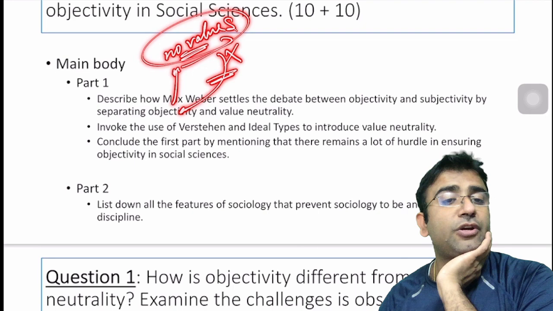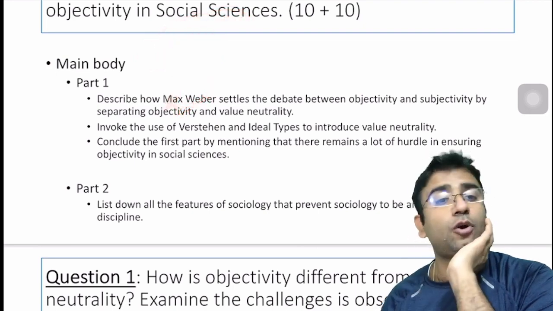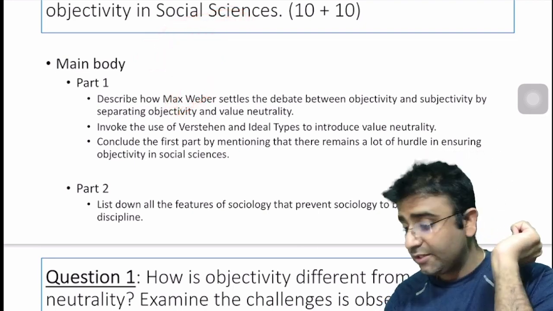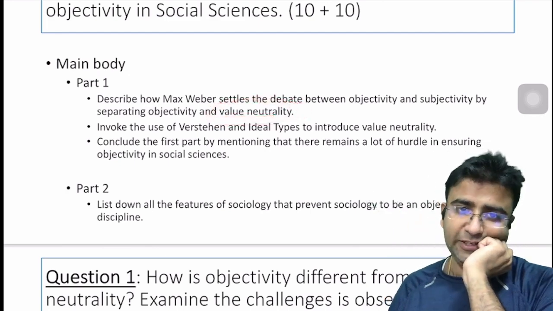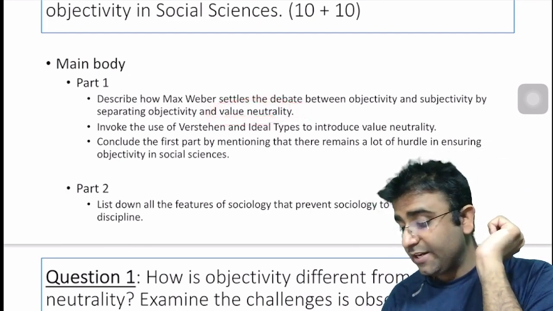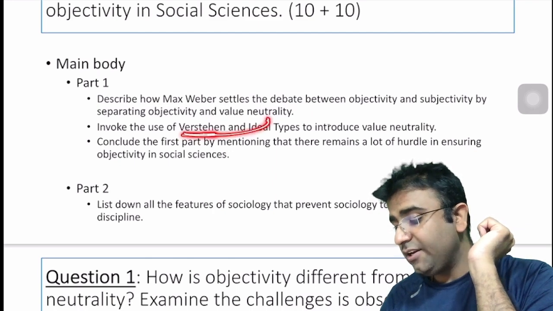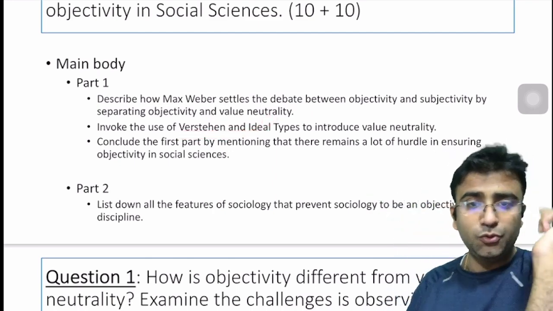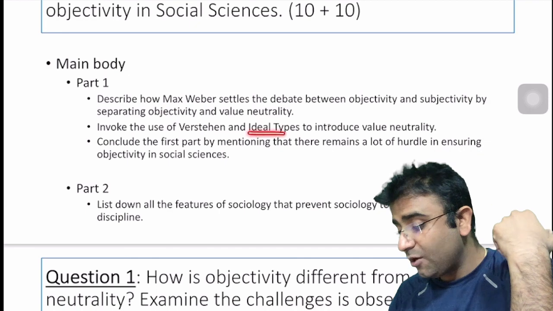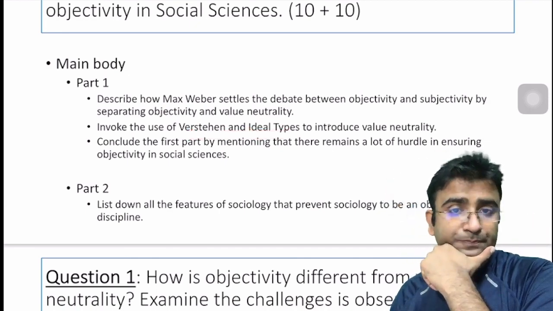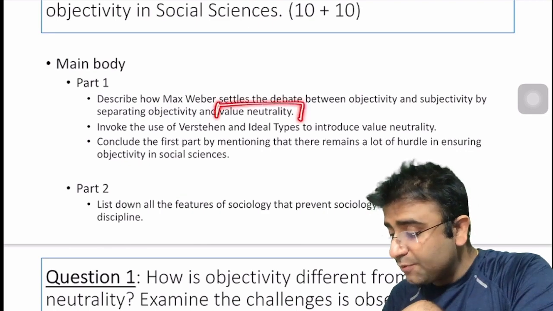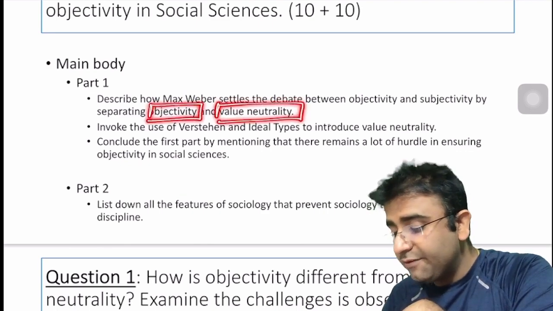Values have to be incorporated. Therefore, in sociology, perfect objectivity is not possible. Rather, by clearly spelling out the values, you maintain value neutrality. The person who is carrying out Verstehen clearly spells out what values he used for observation, while ideal types are purely based on Verstehen. So this is the difference between value neutrality and objectivity.